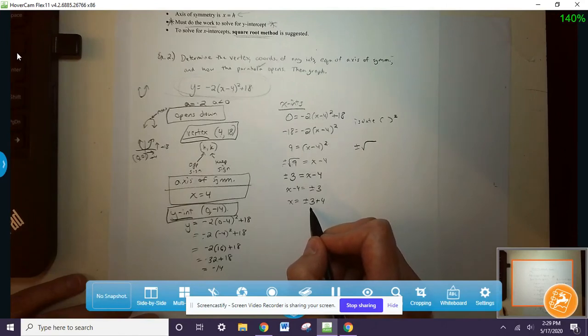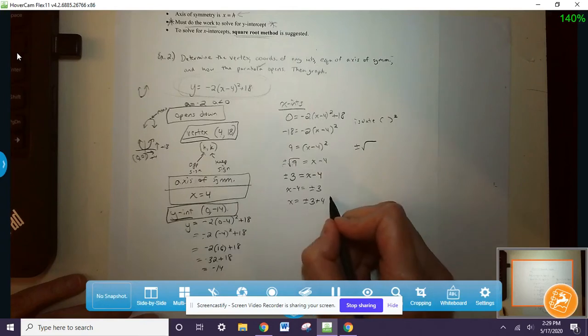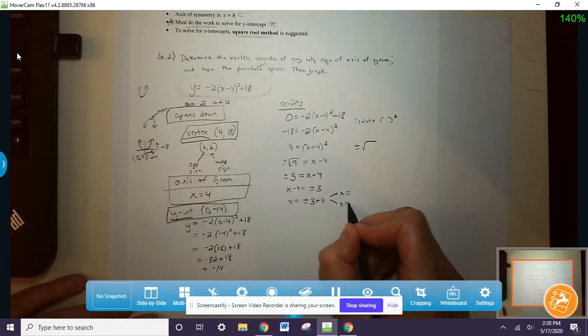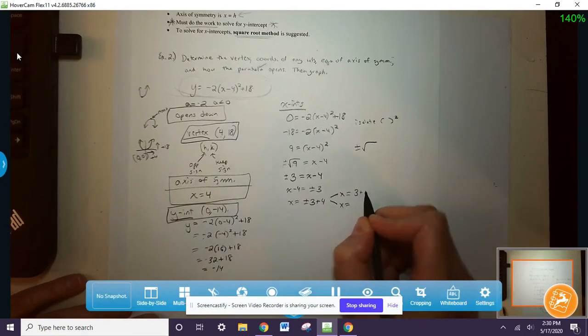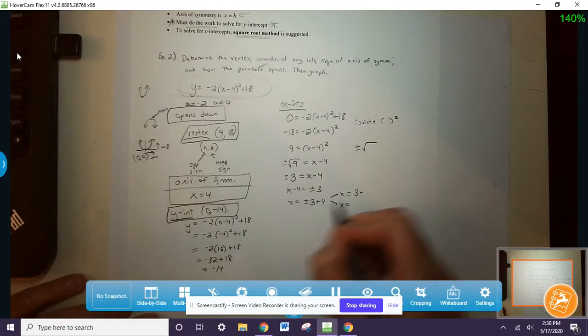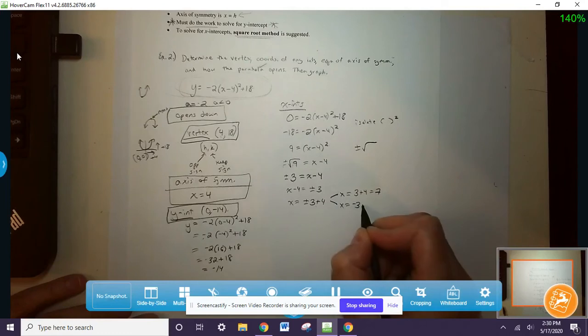It is not 7 and -7. 7 is one of the answers, but -7 is not the other. When you write this out, you'll have 3 plus 4, and sure enough, that's 7. But this one is -3 plus 4, which is not -7, it's +1.